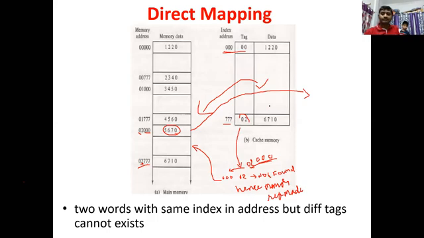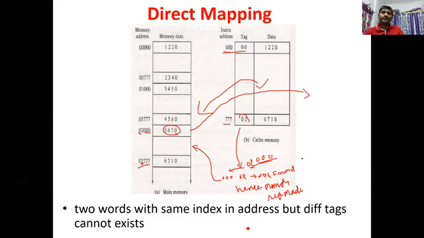That is what direct mapping is. Two words with the same index but different tags cannot exist. This is one of the disadvantages. That's what we discussed, right? So 02000 is not available here, so that is a disadvantage. Then it has to go for a memory reference.